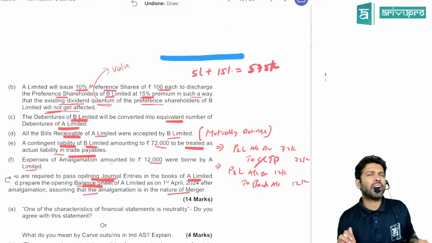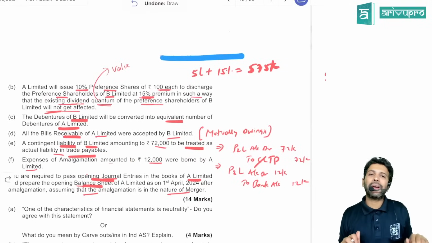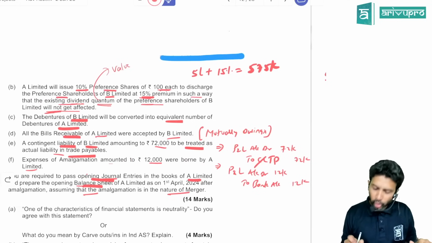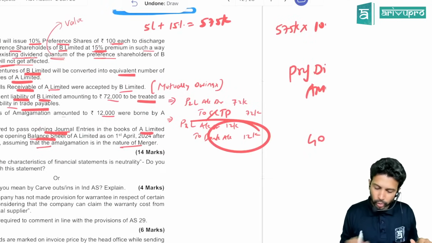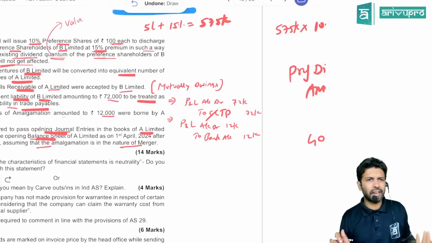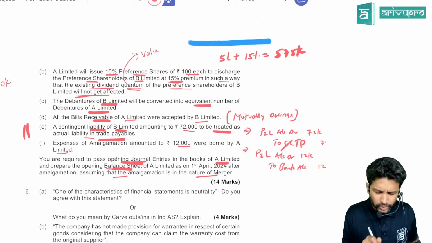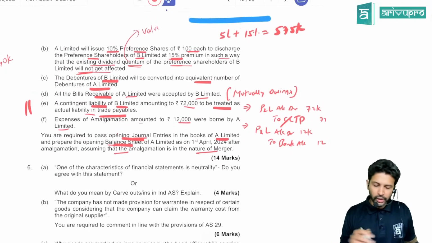Then there is also amalgamation expense. We know this. Under merger method, what is the journal entry for amalgamation expense? P&L account debit to bank. How much? 12,000 rupees. Done. These are all regular adjustments. This contingent liability is also one of the new adjustments. Okay, so the requirement we know.